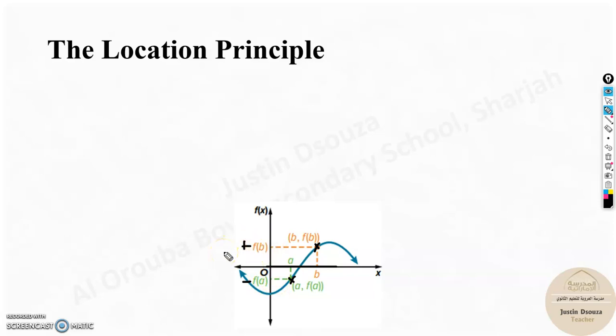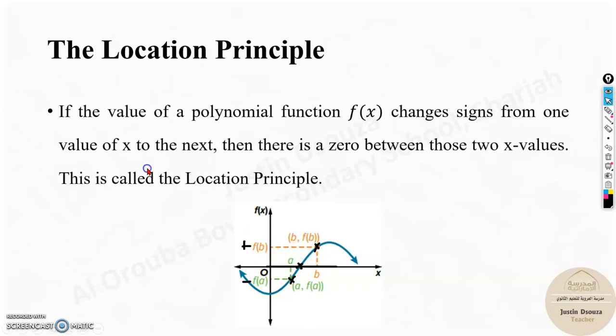What does it tell us? The location principle says that whenever you have 2 points of a function, if the 2 points are of opposite sign, see this is negative, this is positive, then there is a zero in between them. Why? Because it has to cross from minus to plus or from plus to minus. So it has to intersect the x-axis, and this x-intercept is the solution. So that is what it says in simple words. This is the proper definition you can go through, but if you understand the concept, it is more than enough.